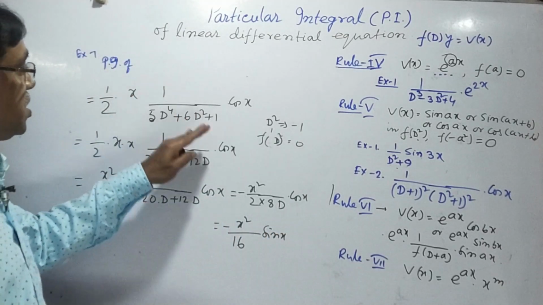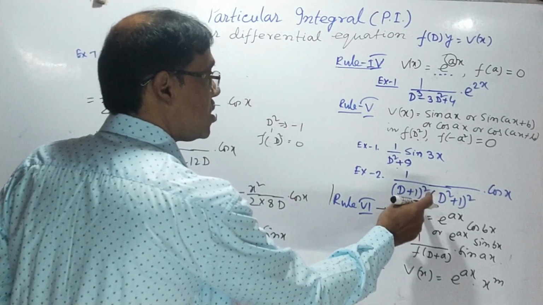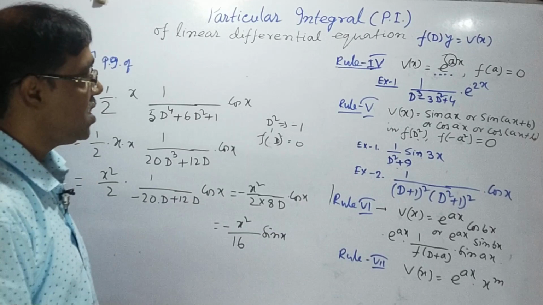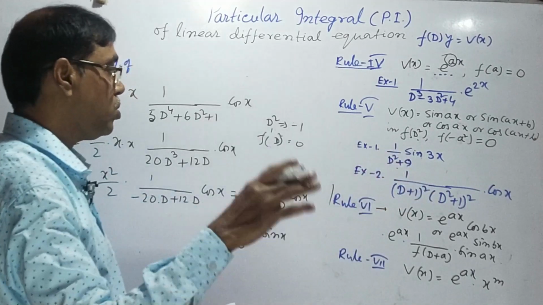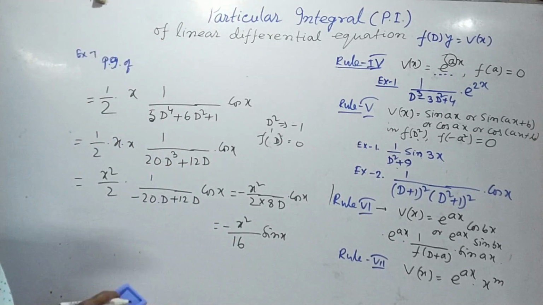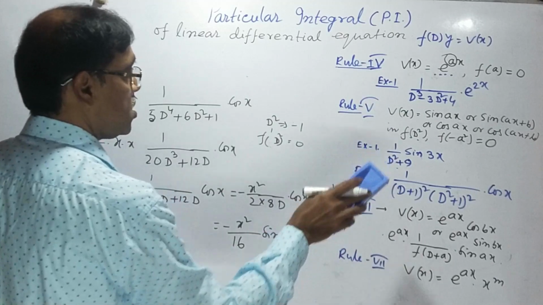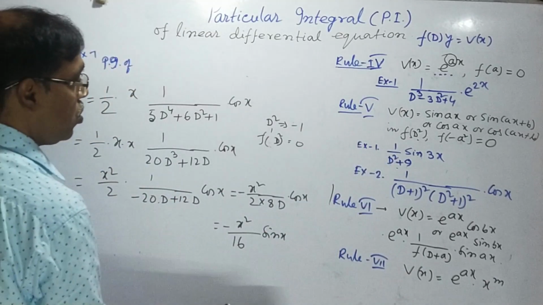So this method is very easy. Either you solve this by taking the real part of this form, which is a very large process, or this is the easiest process, the same as this. Now rule 6.